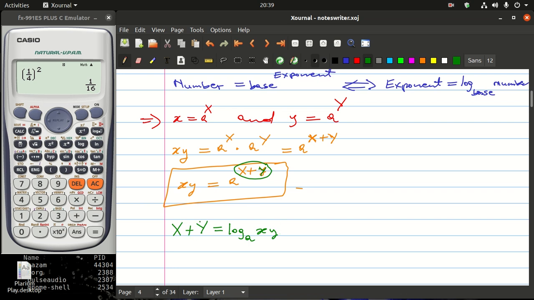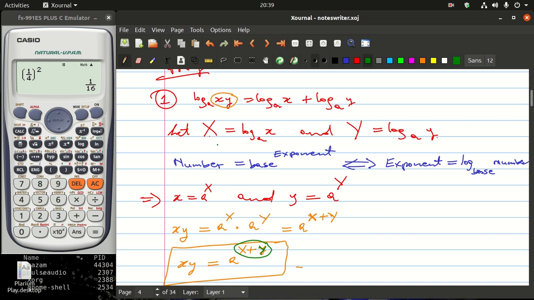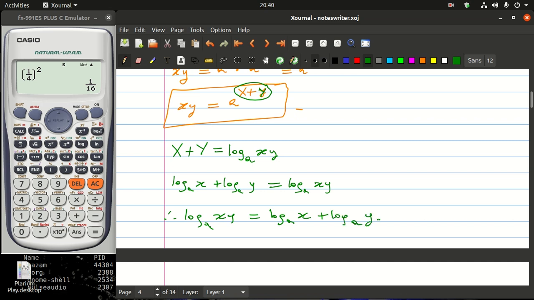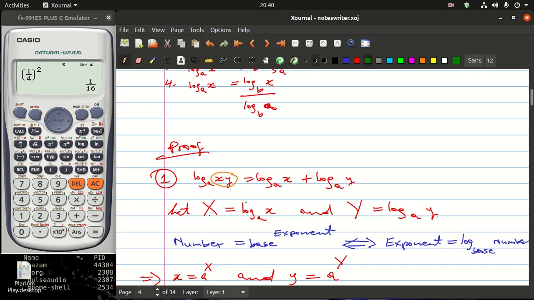If you go back to the beginning there, we said our X is the same as log_a x and our Y is log_a y. So now we end up having log_a x plus log_a y is equal to log_a xy. And we have actually proved this, that log_a xy is the same as log_a x plus log_a y.